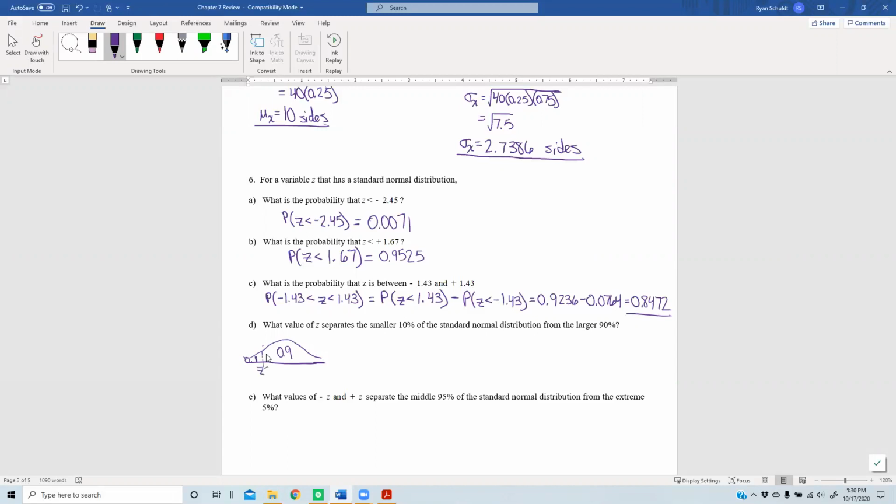What is this Z right here? That's what we're wanting to find. What Z gives us this area? Putting that into our symbols, that's a probability that Z is less than Z star. And that's going to equal 0.1.